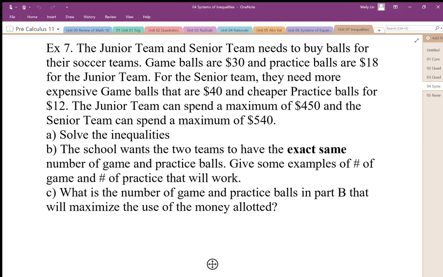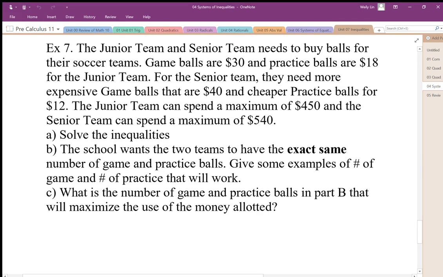Word problem that involves a system of inequalities, and we're going to use this system of inequalities to be able to do a little bit more analysis on the problem. So here we have a junior team and a senior team, and it looks like they're two soccer teams. They need to buy balls for their team, and game balls are $30 and practice balls are $18.